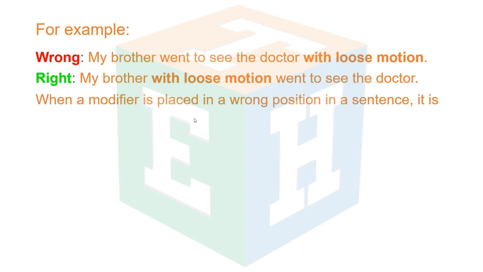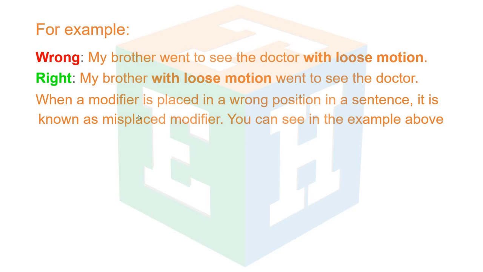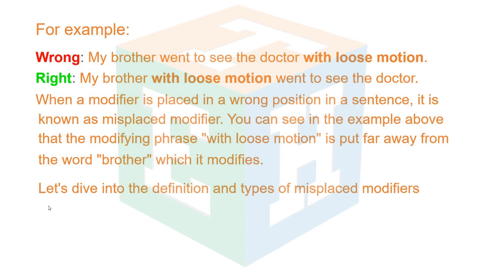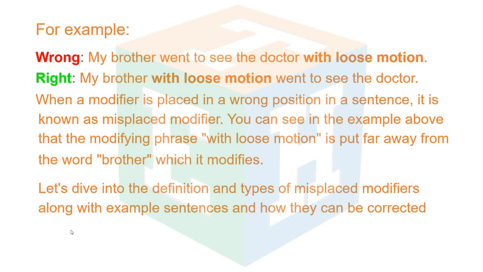When a modifier is placed in a wrong position in a sentence, it is known as a misplaced modifier. You can see in the example above that the modifying phrase "with loose motion" is put far away from the word "brother," which it modifies. Let's dive into the definition and types of misplaced modifiers along with example sentences and how they can be corrected with a little effort.